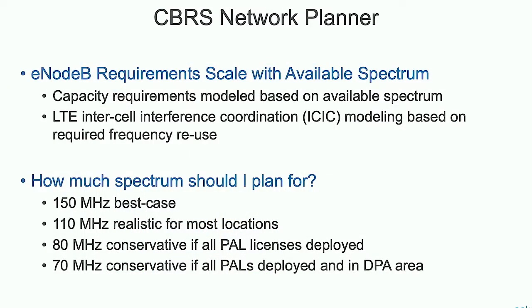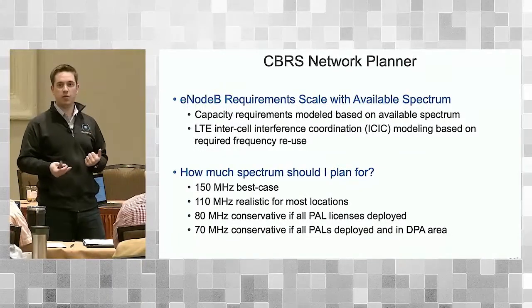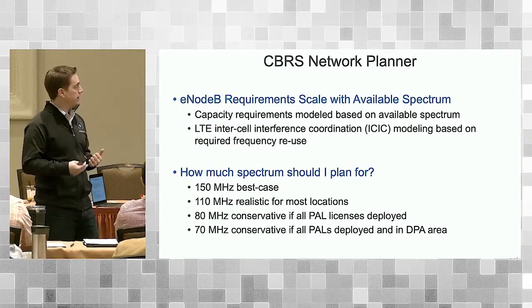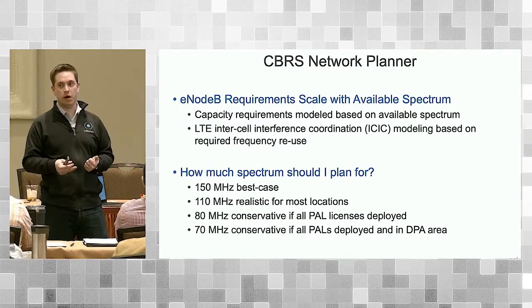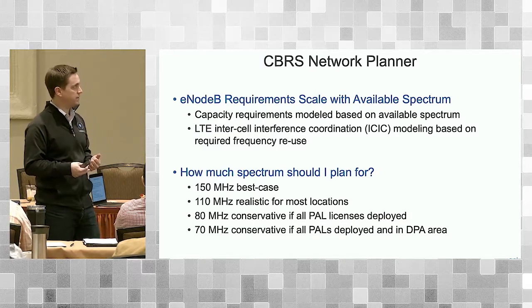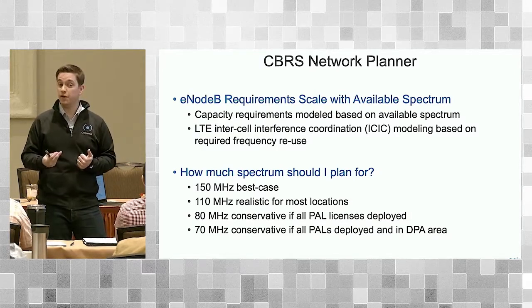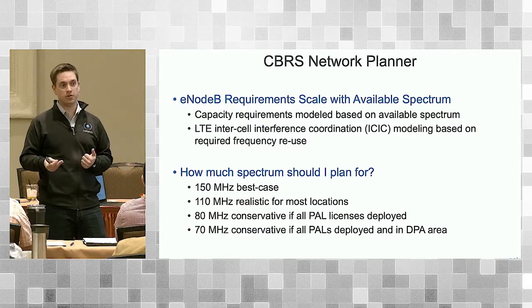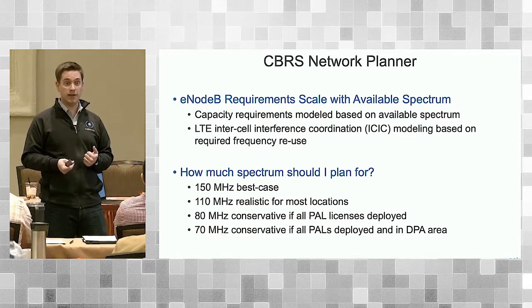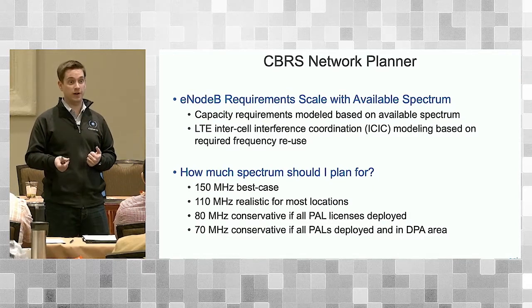So the other thing to note is that the eNode B, that's the terminology for a radio. The number of radios scale with the available spectrum, but it's not a one-to-one linear relationship. It takes into account the capacity requirements and the modeling done on the back end on the system, as well as then the LTE intercell interference coordination. It's a very technical term in LTE on how it handles interference.